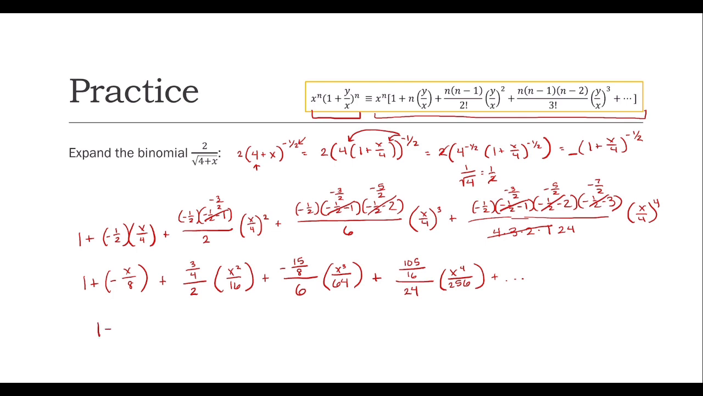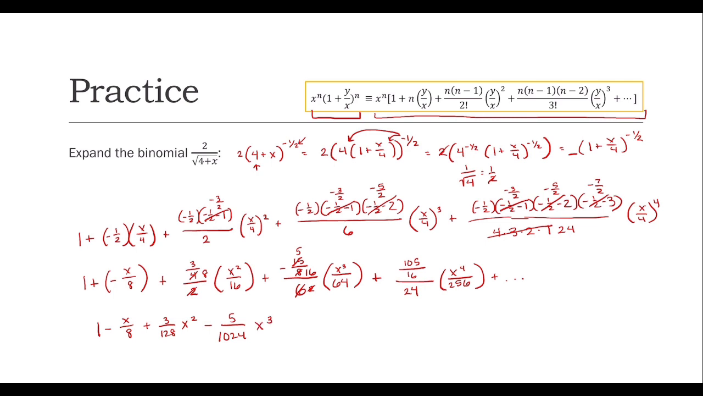So this is 1 minus x over 8. 3/4 divided by 2 is 3/8. So this would become 3 over 8. And then times x squared over 16 will give us plus 3 over 128 x squared. This negative 15 over 8 divided by 6, we can simplify these. We can divide them both by 3. So then we get negative 5 over 8 times 2, so negative 5 over 16 times x cubed over 64 gives us a negative 5 over 1024 x cubed.